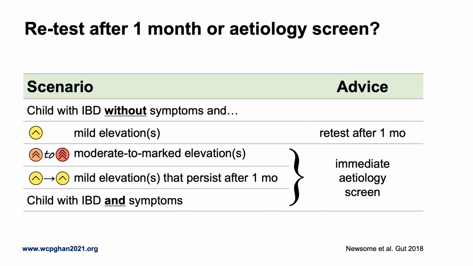Retesting liver biochemistry is necessary to evaluate whether the liver injury is progressing or regressing. In the context of a child with IBD who has no symptoms referable to liver disease and who has mild liver test elevations, it is reasonable to retest after 1 month. Moderate to marked elevations, such as in David, mild abnormalities that persist after 1 month, or mild elevations with clinical symptoms require immediate investigations of the etiology.